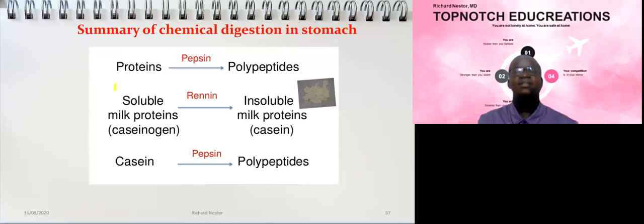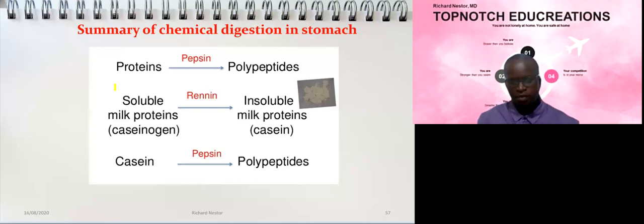We have said that these enzymes are secreted in their inactive forms. Why? To prevent autodigestion, to prevent digestion of the stomach walls by these enzymes. We have said it very critically. It is essential to talk of renin converting carcinogen to casein. Renin does not digest carcinogen to casein because there is no change in the chemical structure. We are simply converting it from one form to another. So it is not essentially a digestive process.